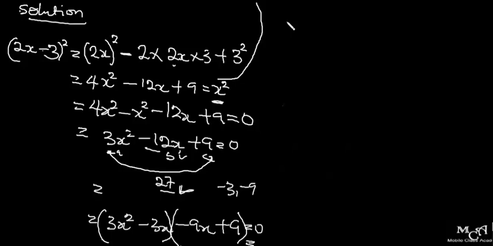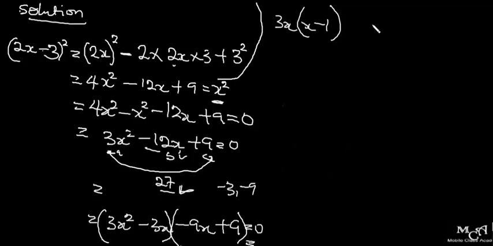3x squared minus 3x. 3x is a common factor, so we have 3x outside. If we have 3x outside, what do we have? We have x minus 1. If we multiply 3x with x, it is going to give 3x squared. If we multiply 3x with minus 1, it is going to give minus 3x.